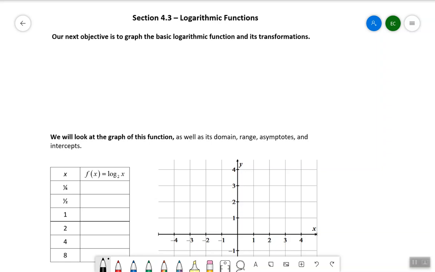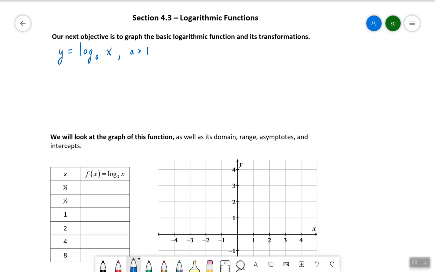Here in section 4.3, the next thing that we want to look at is the graph of the basic logarithmic function. So what we're talking about is y equals log base a of x, where a is greater than 1. And for convenience, you might think of a as equal to 2, or another common base that we'll see starting in the next section is base 10.